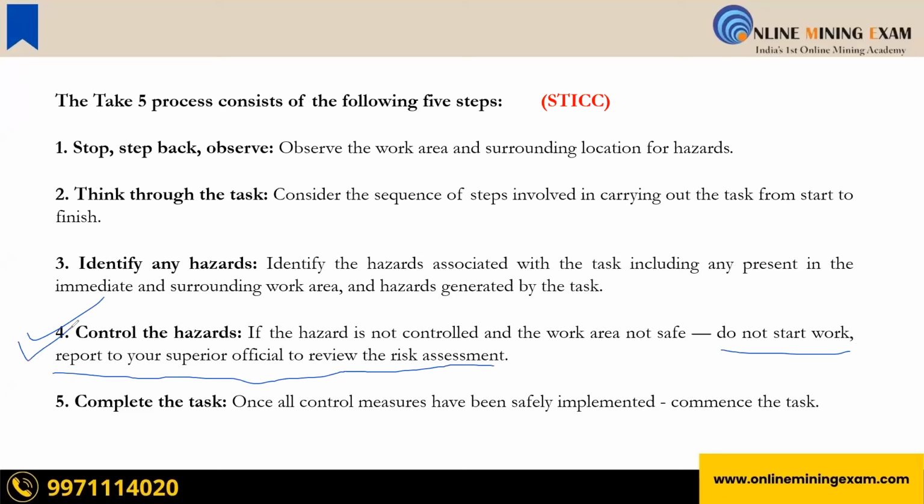Okay, so DGMS may ask one question from here: if hazards are not controlled, then what should you do? Number 1, you should report it to DGMS. Number 2, you should report it to IBM. Number 3, you should report it to supervisor, and all those options may be created. So what will be the answer? If hazards are not controlled, then you should not start the work and you should immediately report to the supervisor officer, your superior officer. Okay, then final is complete the task.